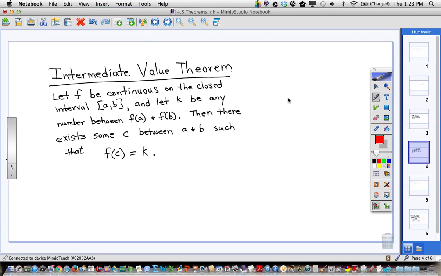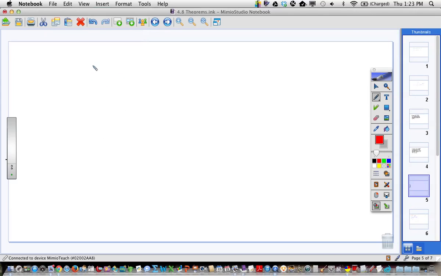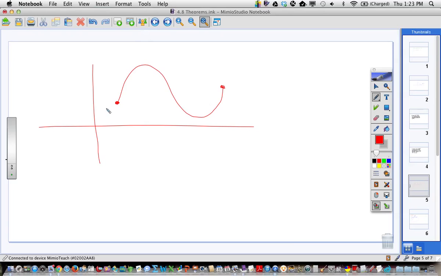All right, everybody got that? So here's what we're saying. Let's say we have a picture here, and we've got this graph like so. Now here is f(a). And here is f(b). Right? We said that k could be any value between f(a) and f(b).